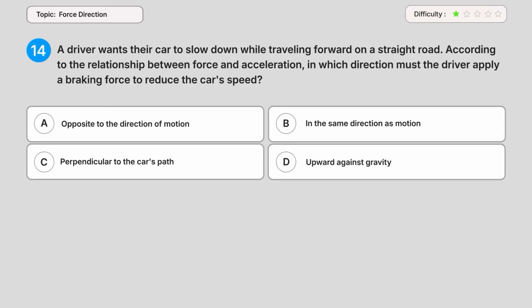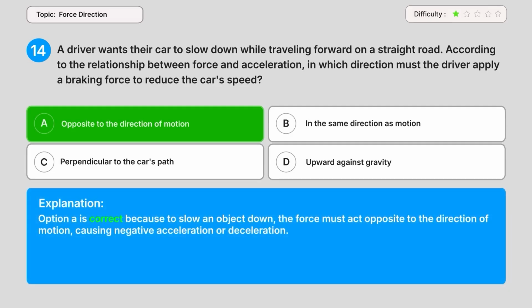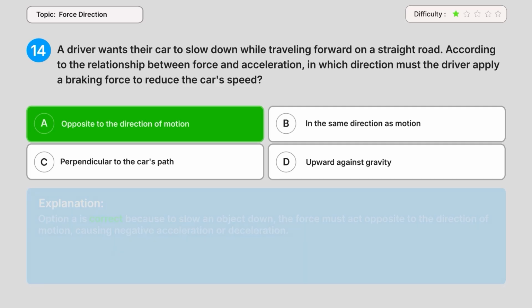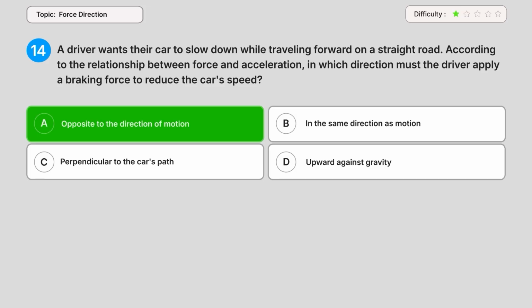Correct answer, A. Opposite to the direction of motion. Explanation. Option A is correct, because to slow an object down, the force must act opposite to the direction of motion, causing negative acceleration or deceleration. Option B is incorrect because applying force in the same direction as motion would cause the car to speed up, not slow down as the driver intends.